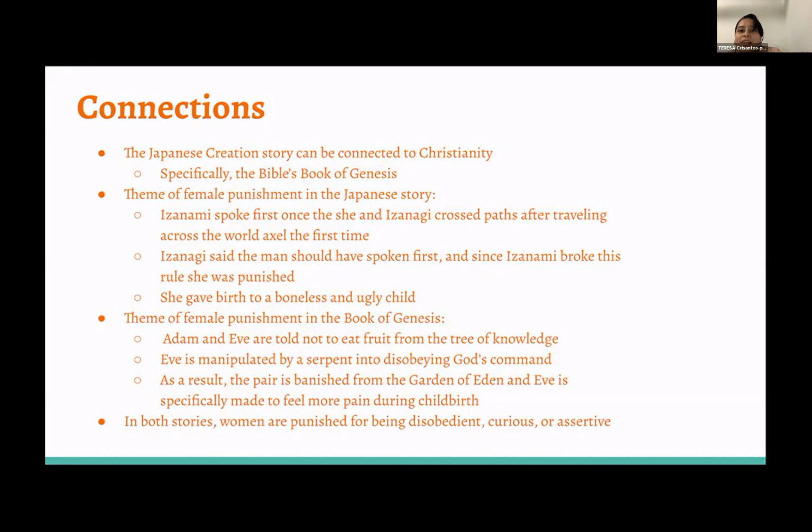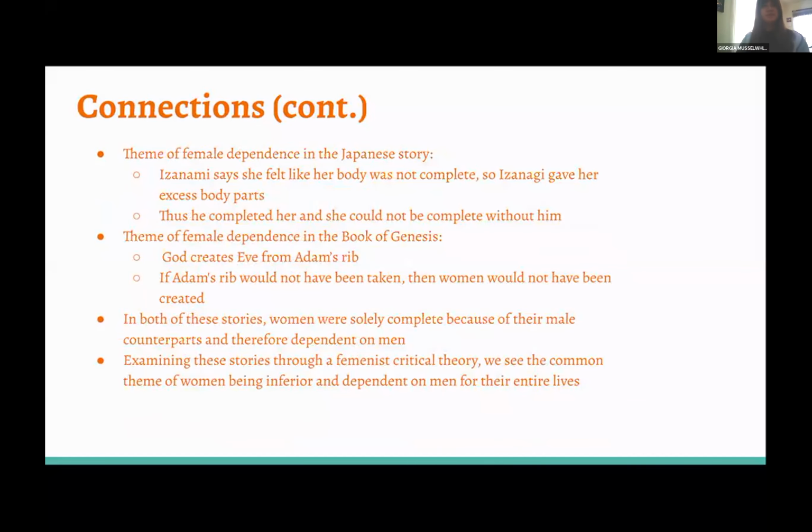And Eve is manipulated, which results in them getting banished from the Garden of Eden. And Eve is specifically made to feel more pain during childbirth. So in both these stories, women are punished for being disobedient, curious, and assertive. There's also a theme of female dependence on men throughout both stories.